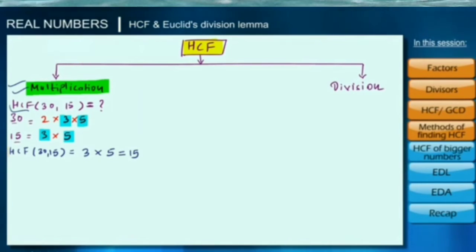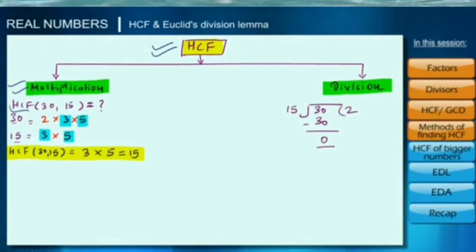Now let us see how to find the HCF by the division method. As we know that 15 is smaller than 30, divide 30 by 15. You will get 2 as quotient and 0 as remainder. Now 30 is called the dividend. The number 15 is called the divisor as we are dividing by it. Then 2 is called the quotient and 0 is the remainder.